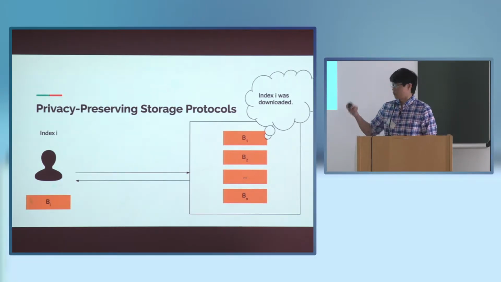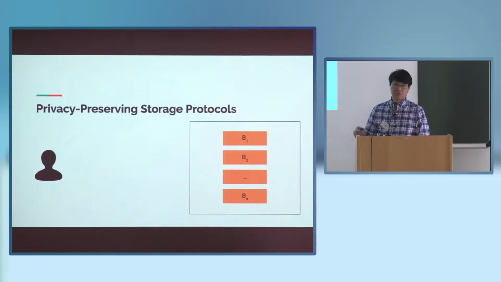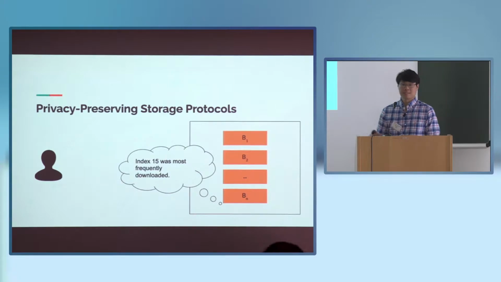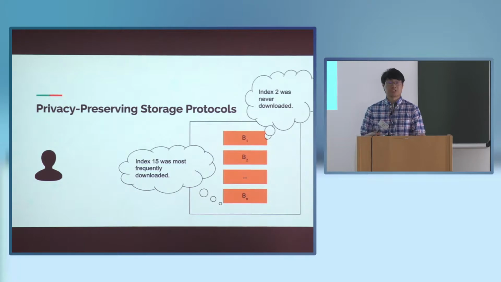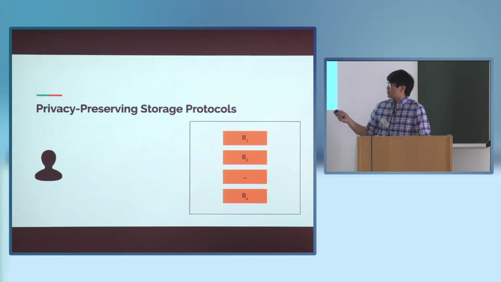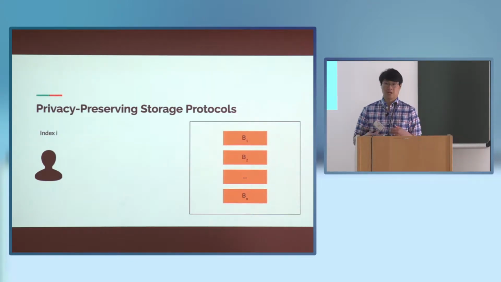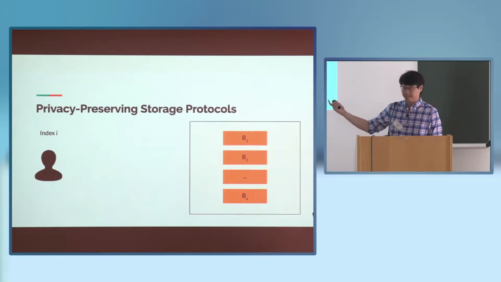It might not seem so bad off the bat, but if you do this eavesdropping over a year, you get pretty complex statistics. Things like index 15 was the most frequently downloaded, index 2 was never downloaded, and you get a lot of information. It's been shown in practical situations such as encrypted search that this sort of leakage can actually be used to reverse engineer the data set or information about the data set, especially if you have a priori knowledge. So this leads us to the idea where we want to somehow obfuscate or hide these patterns of access to encrypted data.